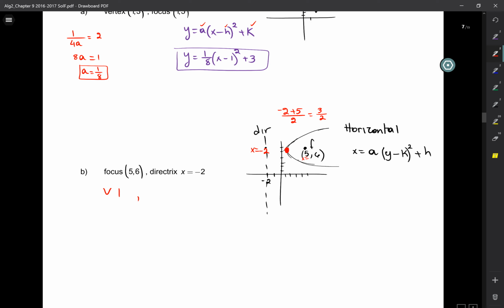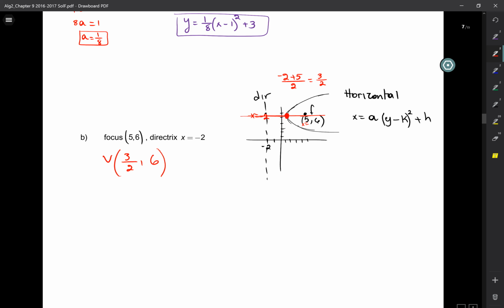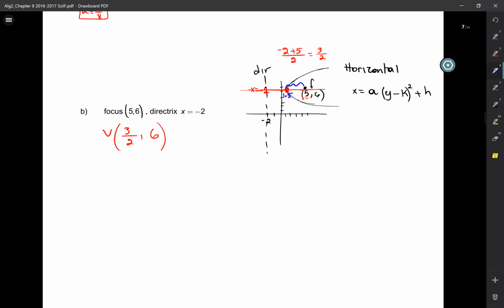We prefer fractions. The directrix doesn't need to necessarily be right under the vertex, right? It seems pretty far, but it doesn't have to be that scrunched. So 3 over 2, comma, for the vertex, what's the y coordinate? 6. It's on the same level as the focus. Okay? So are we done or do we need something else? We need a. So how big is that distance? How many units? If this is at 3 over 2, which is 1.5, how big is that distance? It's 3.5.